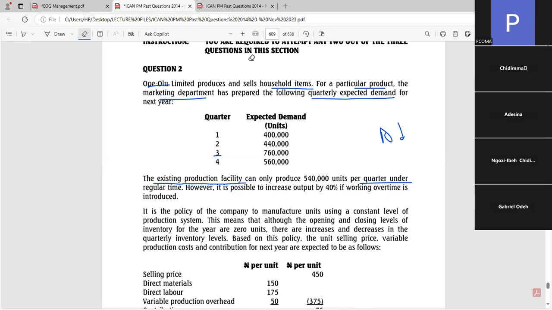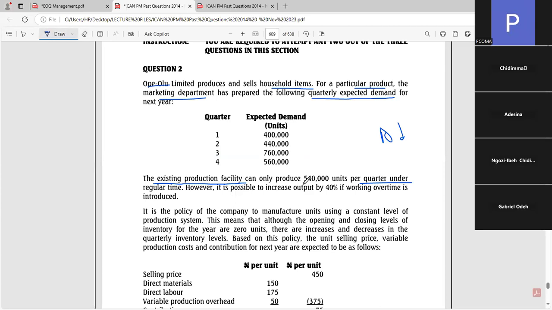This is normal inventory that you guys have done in IES2, event 3. The question states that you will produce 540 every quarter. The normal production is 540. Every quarter, the company must produce 540,000 units. Now, my question is, if you produce 540 in the first quarter, does that cover your demand or not?